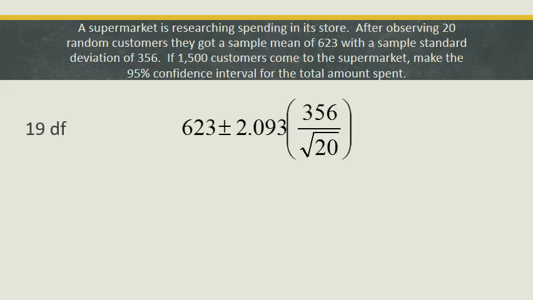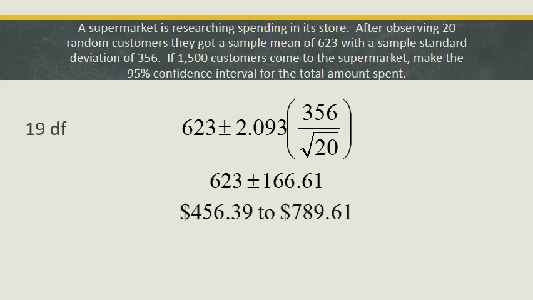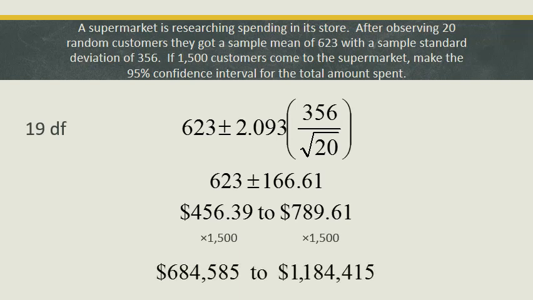Plug in the sample mean and the sample SD, and the interval is 623 plus or minus 166.6, or between these two numbers. And this is for the mean amount spent per person. The total amount spent by a group of people is equal to the mean times the number of people. So if we take the confidence interval for the mean and then multiply its endpoints by 1,500, then we'll have the confidence interval for the total amount spent by 1,500 people.